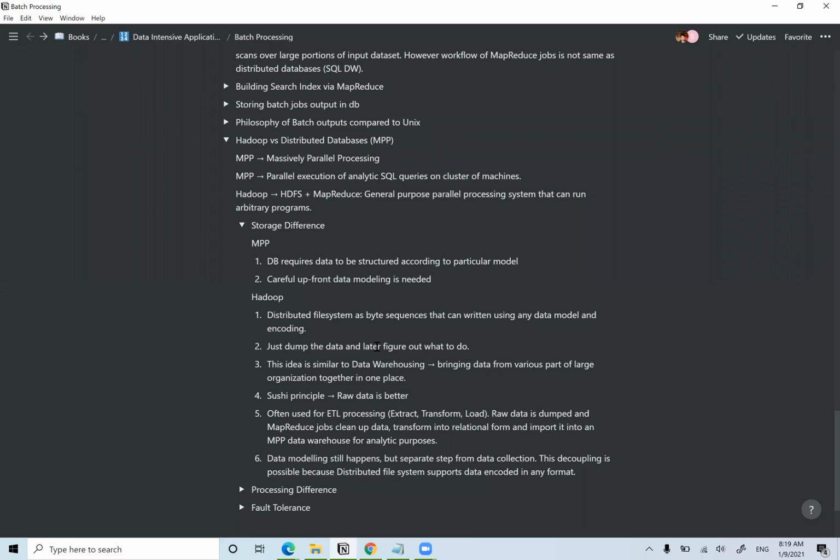Whereas with these batch kinds of systems, like Hadoop, these are distributed file systems, which are just sequences of bytes, right? You can use any data model and encoding format, and you can just dump any data you want, right? So you don't have to first think about having to model the data. You can dump your data, and then later, whatever batch jobs you want to run, you can run your batch jobs on that.